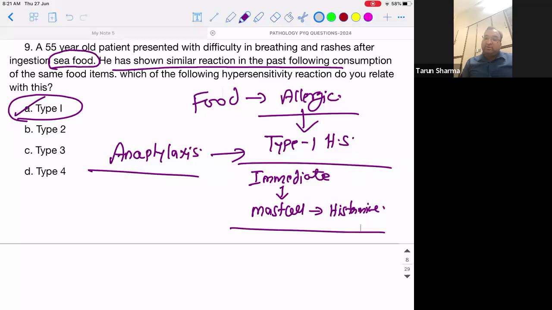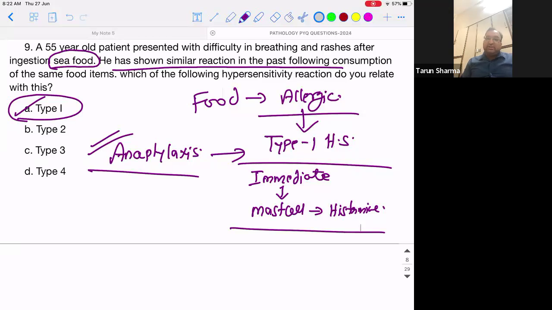What are the causes of the type 1 hypersensitivity reaction? All the types of allergies, all the types of anaphylactic shock. Hay fever is an allergic response. Urticaria is an allergic response. Asthma is an allergic response. Atopy is an allergic response, like atopic dermatitis. Anaphylactic shock is an allergic response, a sudden episode.